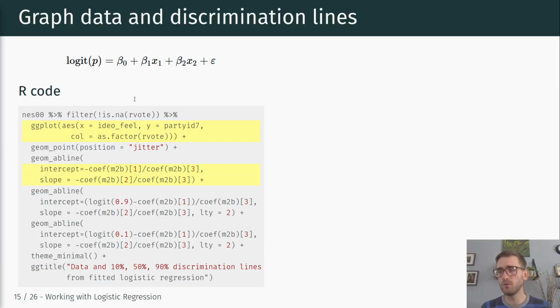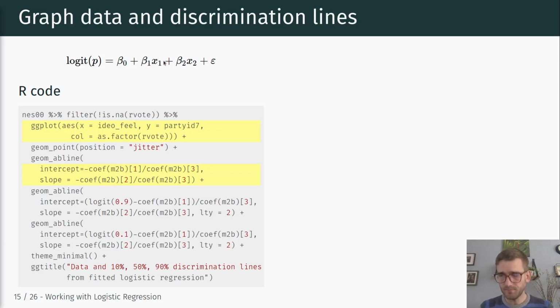So in order to compute these discrimination lines, remember that our linear predictor, in our case here, is beta 0 plus beta 1 x1 plus beta 2 x2 plus epsilon. We observe our data and we have our parameter estimates, beta 0, beta 1, and beta 2, right? If we now want to compute these discrimination lines for a scatter plot of x1 and x2 on the x-axis and the y-axis, all we have to do is set our desired probability.